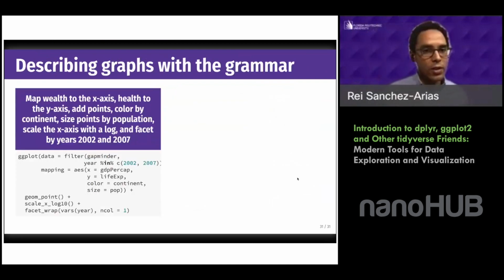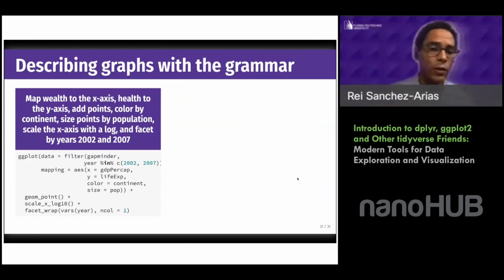It says, let's think about describing graphs with the grammar. Here's our goal. We want to map wealth to the x-axis. We want to map health to the y-axis. I'm going to add points. I want to color every point by continent. I want to size the points by the population. And I want to scale the y-axis with a logarithmic scale. And I want two subplots, so I'm going to use faceting. I want to compare what happened in 2002 and what happened in 2007.